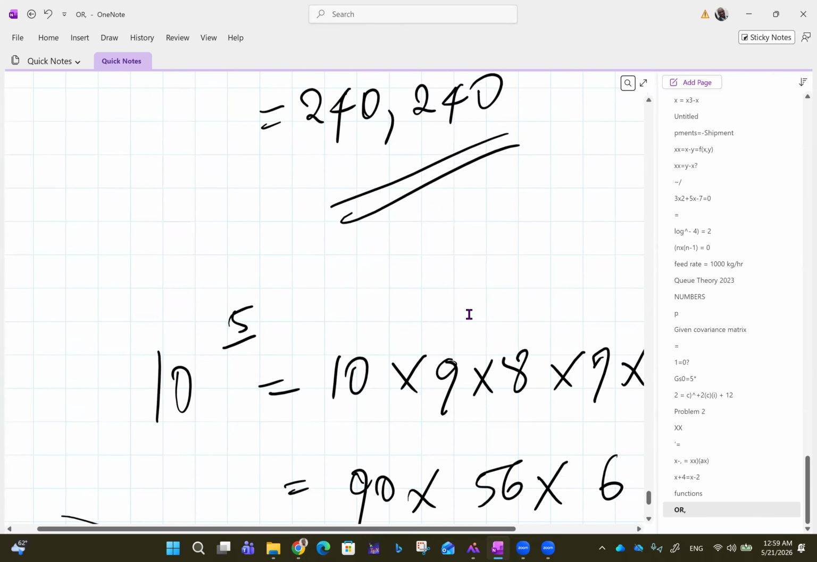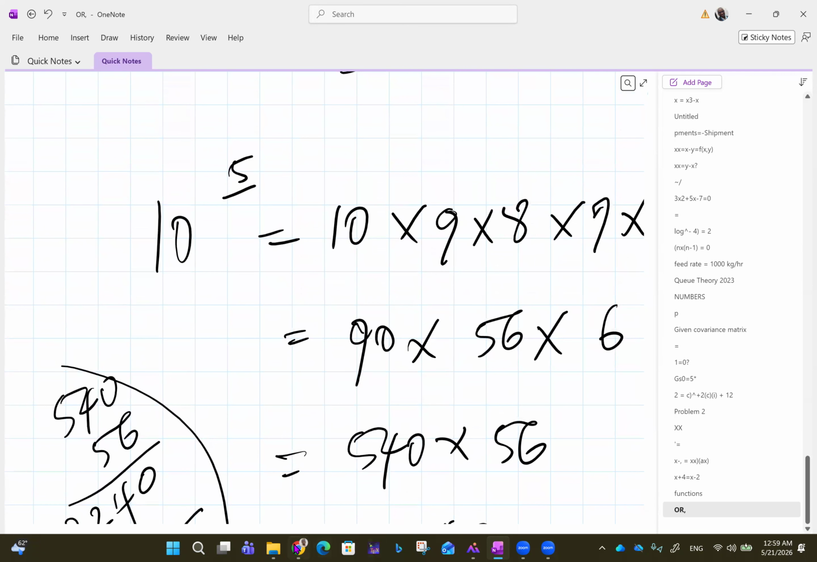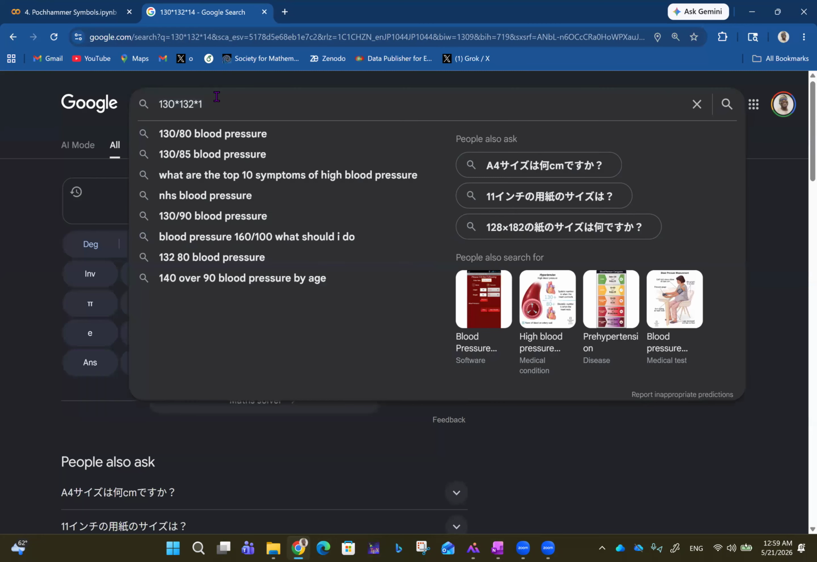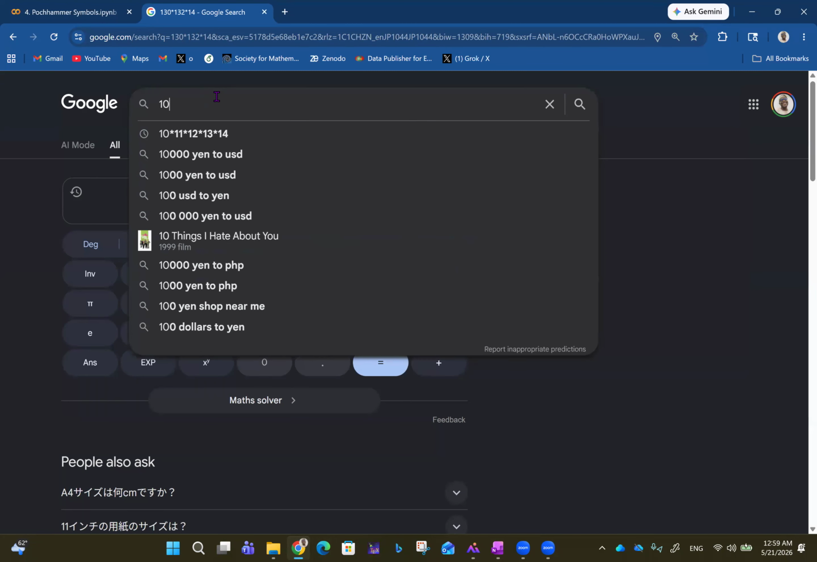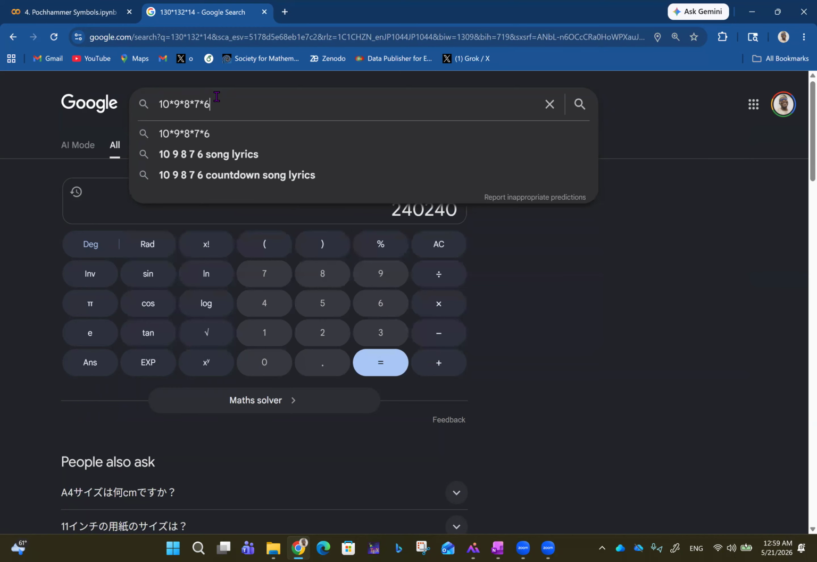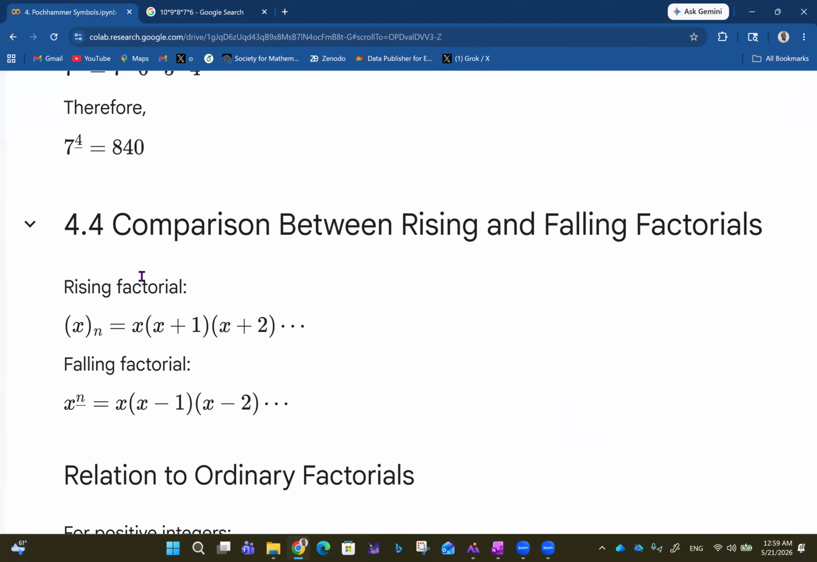Okay, but let's check this other one too. 30,240, that's 10 times 9 times 8 times 7 times 6. So that's 30,240, correct. So we move on.